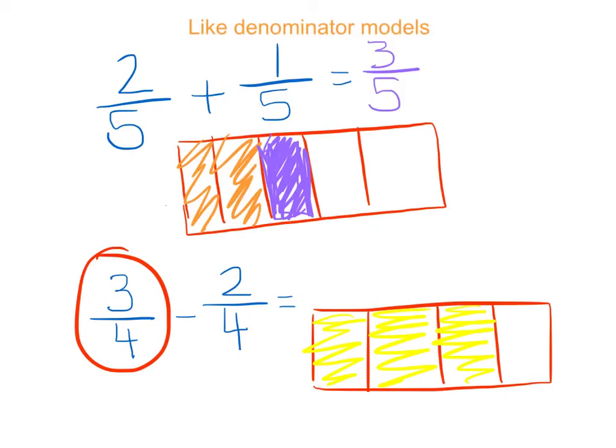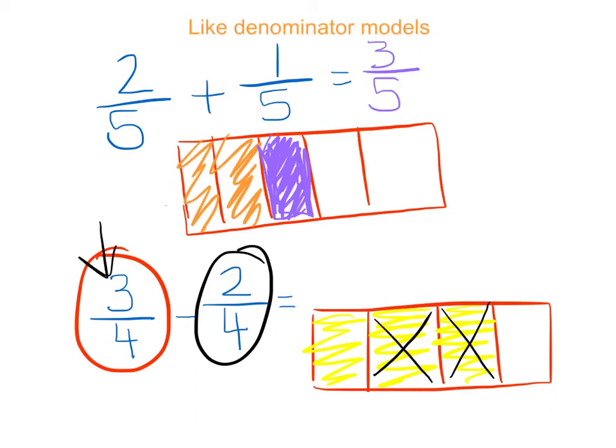Now I'm not going to need another color necessarily, because all I'm going to do here is take 2 of those away. So what I'm going to do in my model is X out 2 of them, because I'm taking away from what I started with, which was 3/4, and I'm taking away 2/4, which leaves me with 1/4. Okay, and I just want you to see that, because that will be a model that you need to be able to identify.